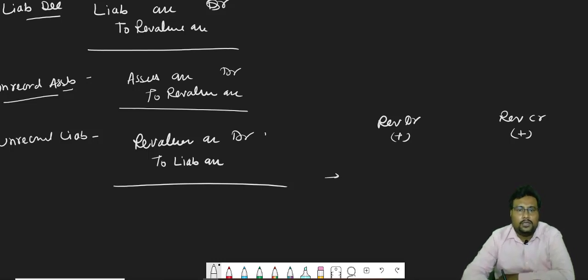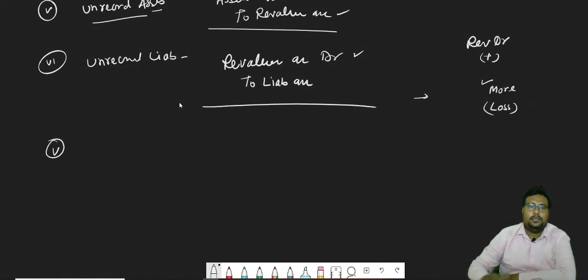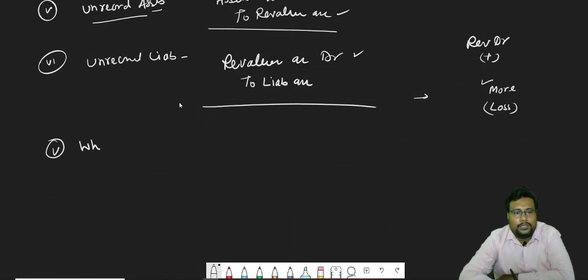For example, here revaluation debit is there, but here revaluation credit. Similarly, we have to find all revaluation credit together, and all revaluation debit together. After that, if revaluation debit is more, then we have a loss. And if revaluation credit is more as compared to debit, then we have a profit.